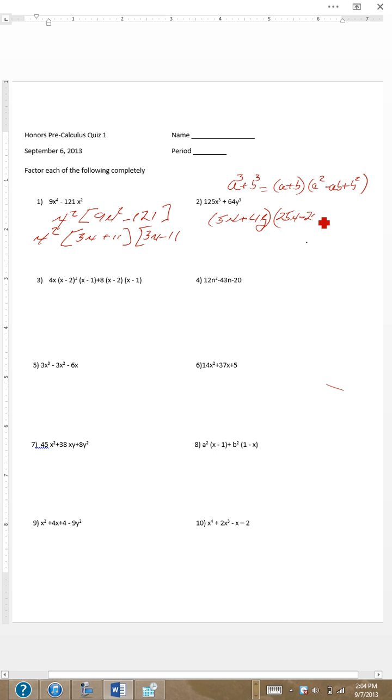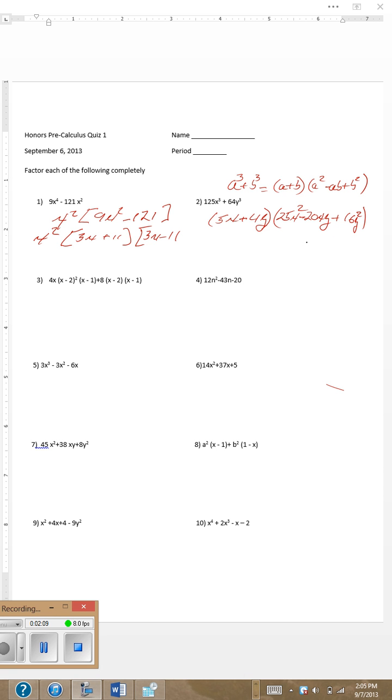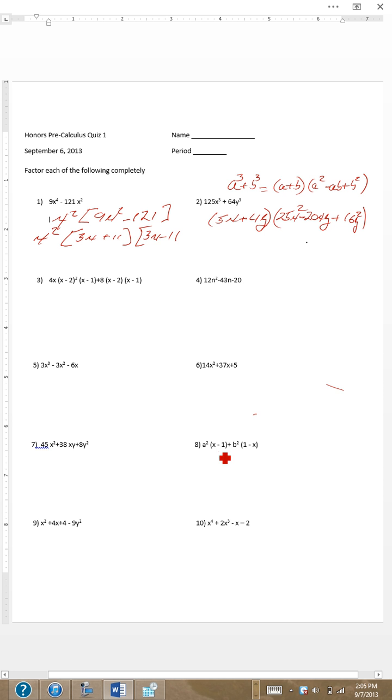And then you get 25x squared minus 20xy plus 16y squared. Done. I had people put 40 in here, and if that were 40, it would factor again to the 5x minus 4y quantity squared, but it's not. So this does not factor beyond that. Onward to problem number 3.